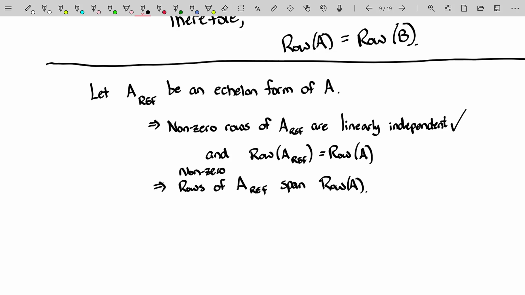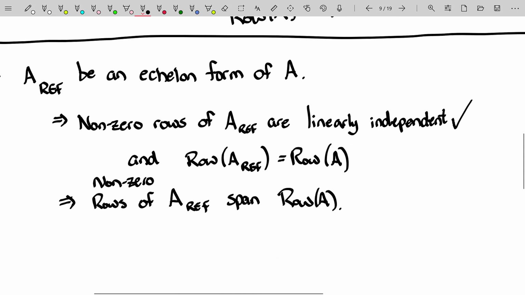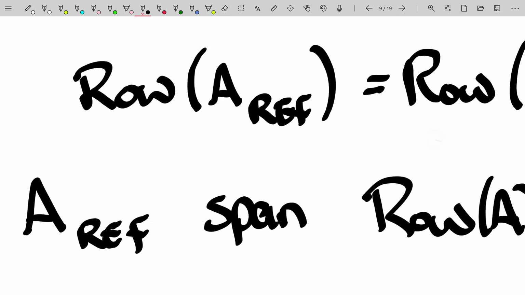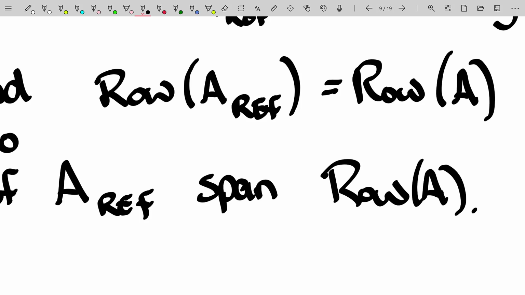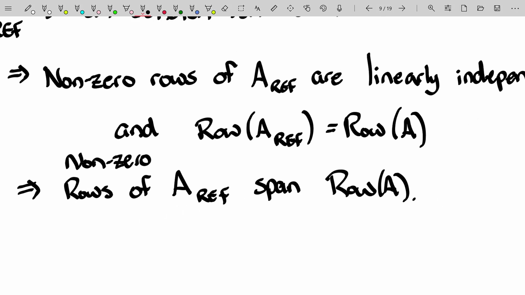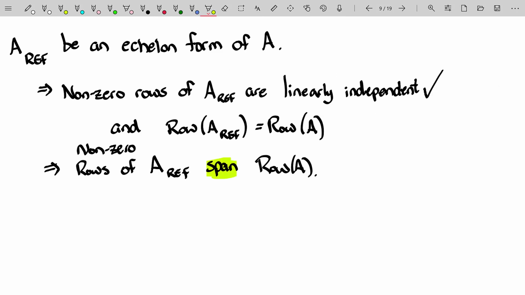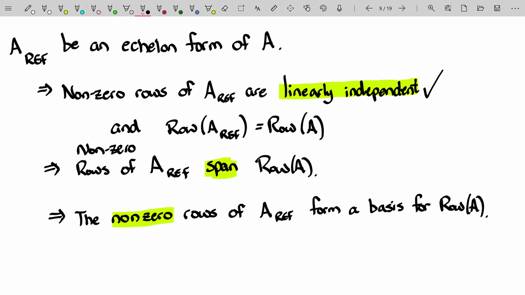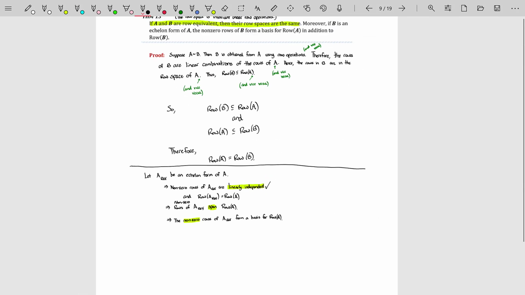Well, because we have the linear independence part already taken care of, and because the row space of A ref is equal to the row space of A, not more than, not less than, but exactly the same, we know that the rows in A ref, the non-zero rows that is, must span the row space of A. We have the span down, we have linear independence down. This implies that the non-zero rows of A ref form a basis for the row space of A. That's pretty nice. It's actually pretty fast, right?